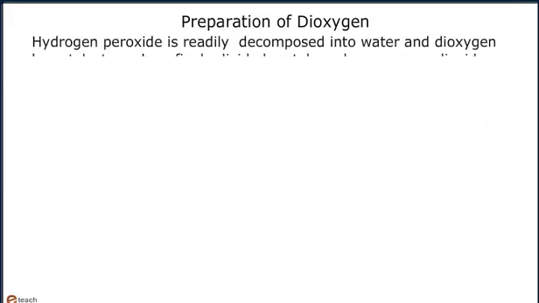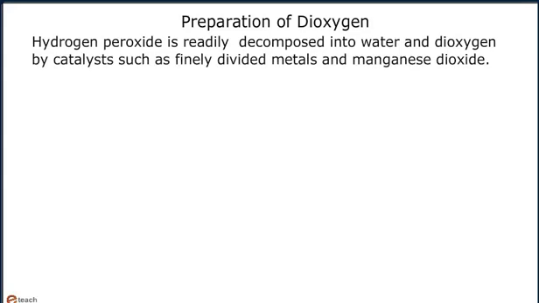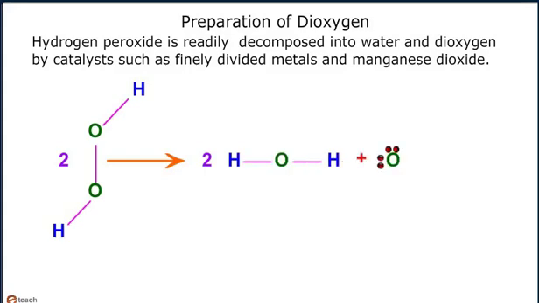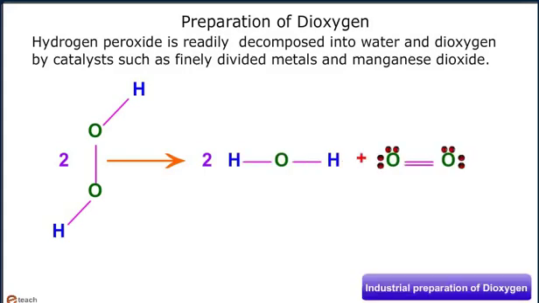Hydrogen peroxide is readily decomposed into water and dioxygen by catalysts such as finely divided metals and manganese dioxide. 2H2O2 gives 2H2O plus O2.